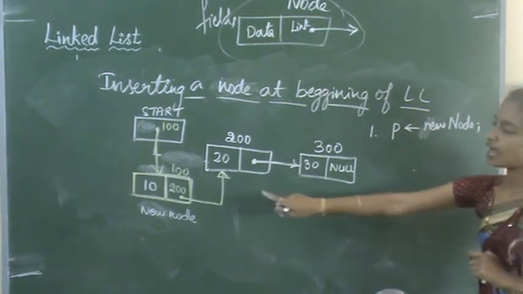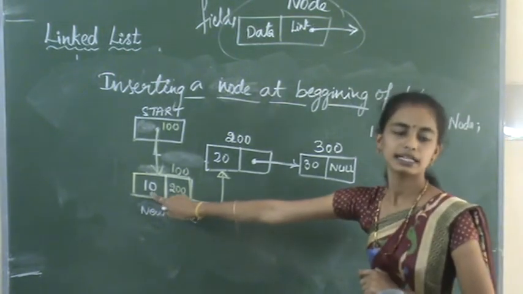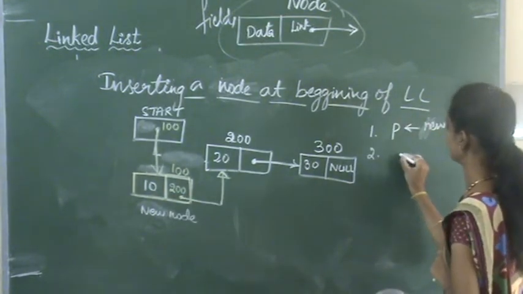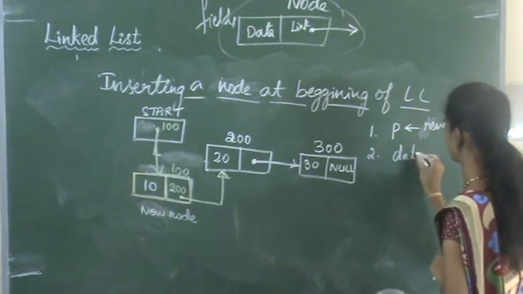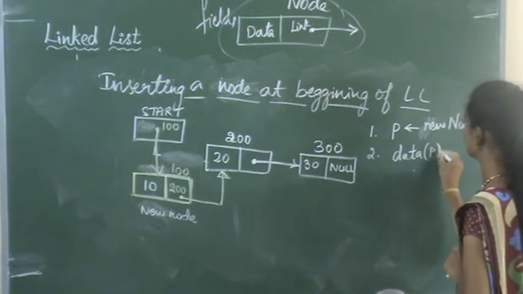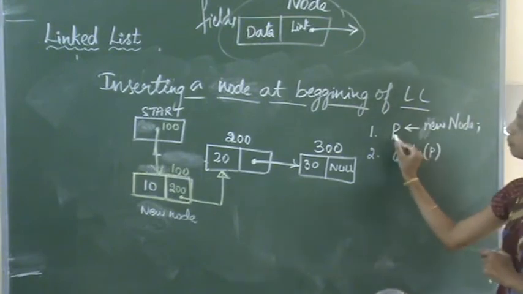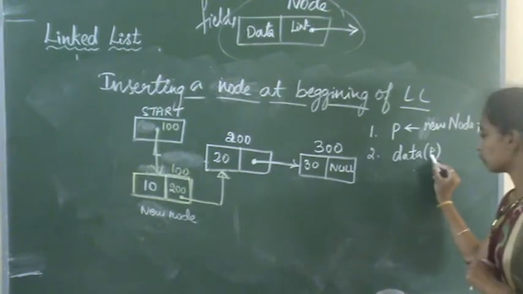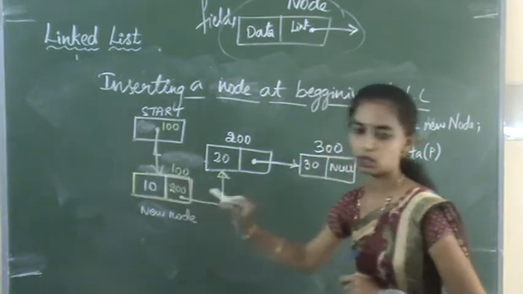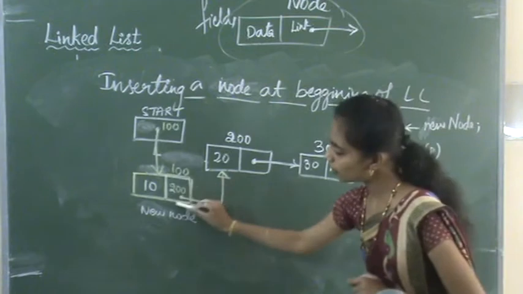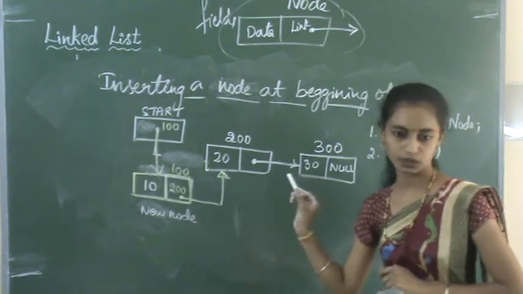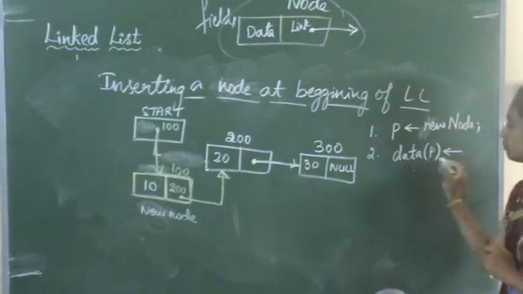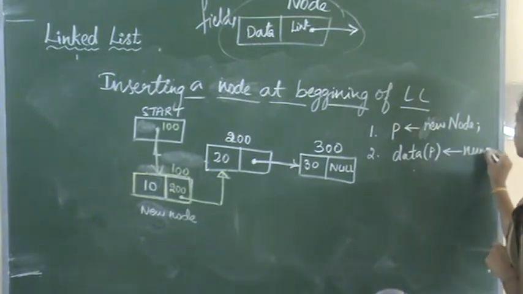After this I have to insert the data into this node, right? So the second step is data of P. This P means the whole node, we call it P. Data of P means only this part, we call it data of P. This part we call link of P. Okay, so in data of P, we have to store some variable or value, right?